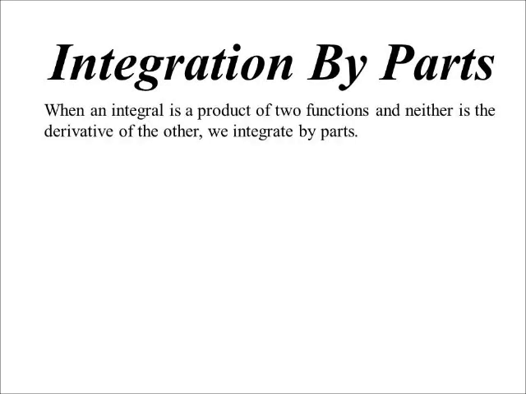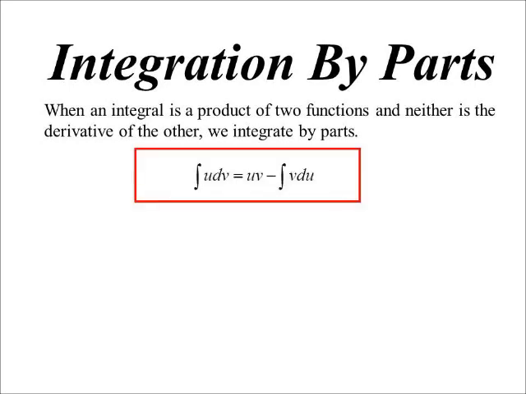Integration by parts. Basically, when we were differentiating, we had a product rule. This is pretty much the product rule in reverse. So integration by parts is used when we have a product of two functions. I'm not going to bother deriving it. I'll sort of try and explain it.